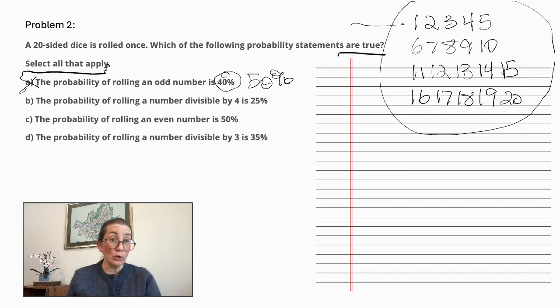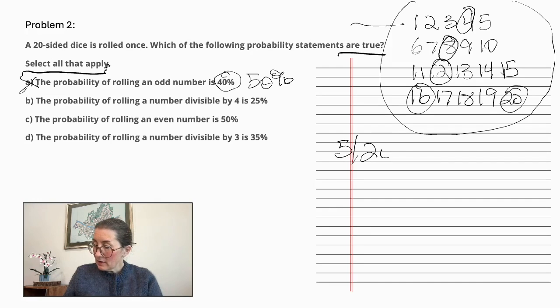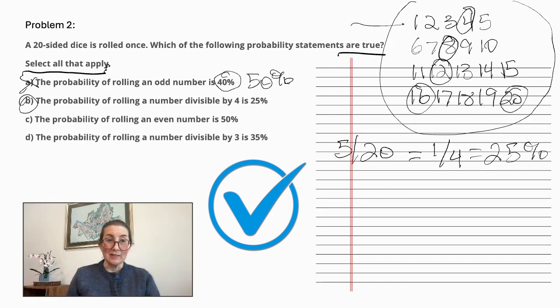The probability of rolling a number divisible by 4 is 25%. Let's take a look at the numbers we've got. 4, 8, 12, 16, and 20. That's 1, 2, 3, 4, 5 out of 20, which is equal to 1 out of 4, which is equal to 25%. So this is true. Now let's keep going.